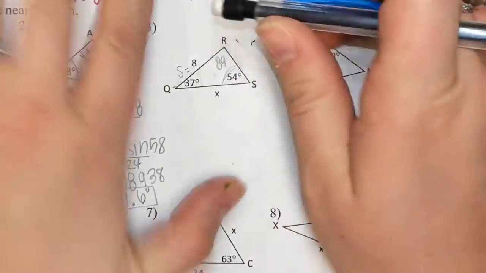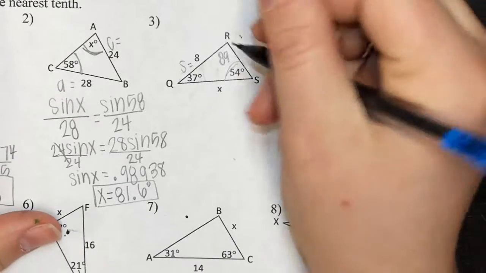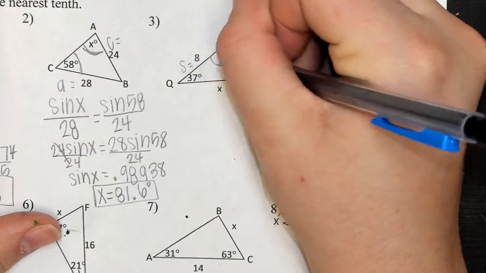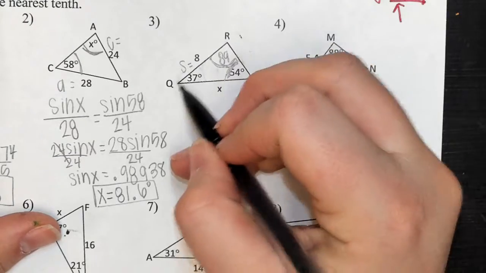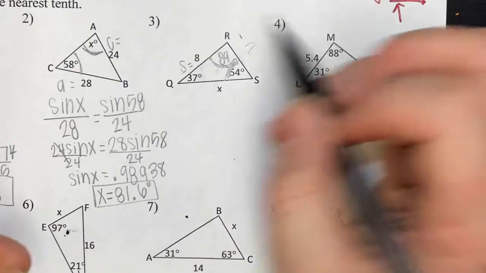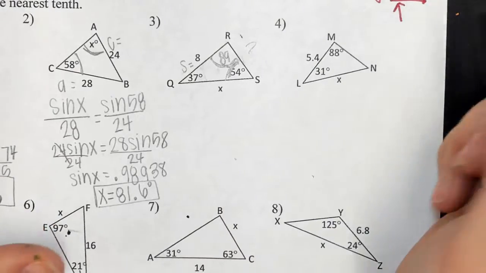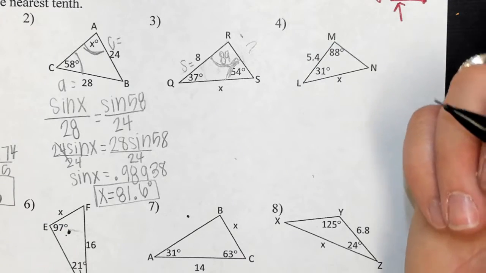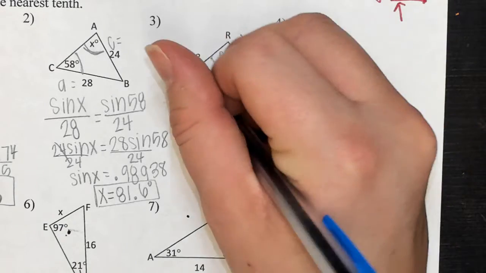So if I'm going to set up a proportion, I'm going to use S, which is 54 and 8, and then R, which is 89, and X. I'm not going to use Q because I don't know anything about this. So we're only using S and R. So let's set up our law of sines.